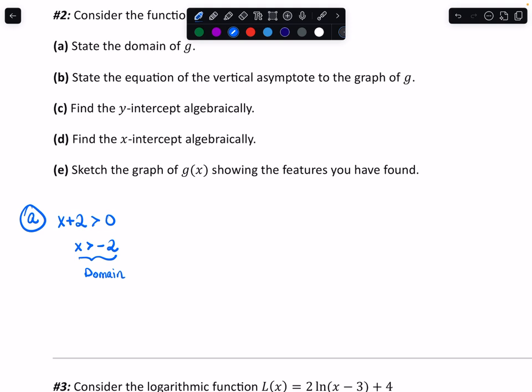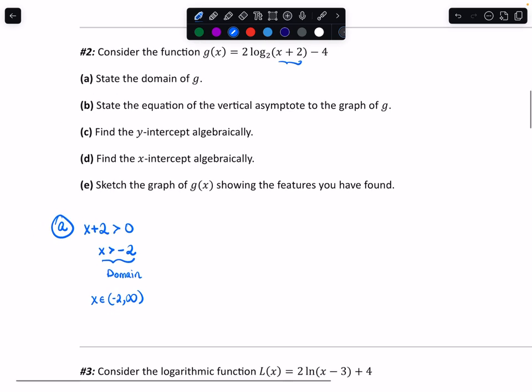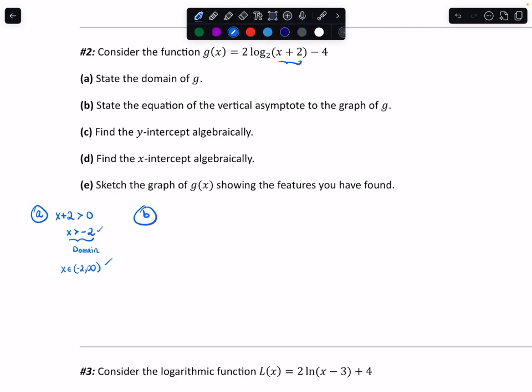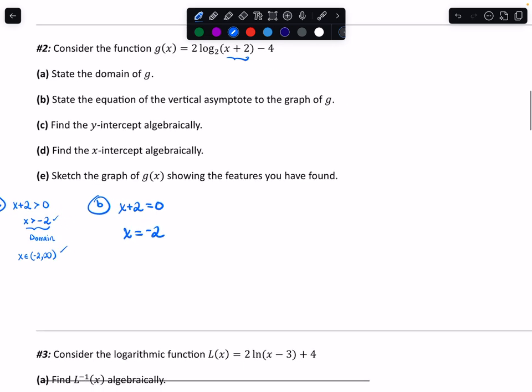I see some people come down and write it in interval notation. You could put that here if you want. It just says state the domain, so either of those is totally acceptable. Okay, state the equation of the vertical asymptote. That's going to happen when the argument, x plus 2, is equal to 0. So if I subtract 2, my vertical asymptote is at x equals negative 2.